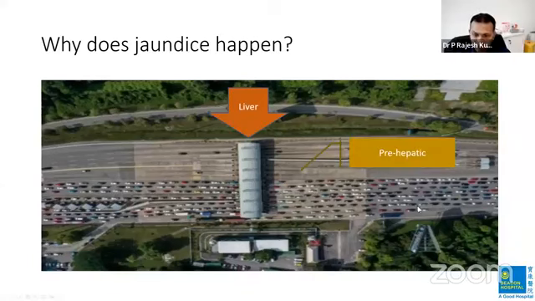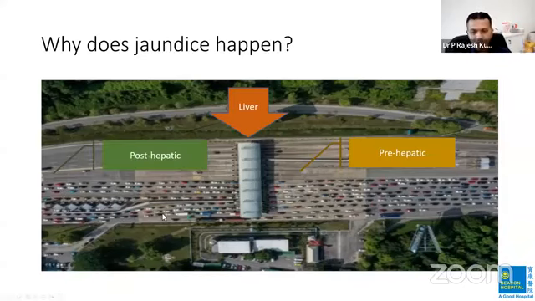So the problem that happens before the liver, we call pre-hepatic. Hepatic means liver, yeah? So before the liver problems. There could be problems in the liver too. And if let's say there's an accident after the toll gate, there'll be a traffic jam too, right? So if there is a problem after the liver, the bilirubin will go up. So in simple terms, it could be before the liver problems, in the liver problems, and after the liver problems.